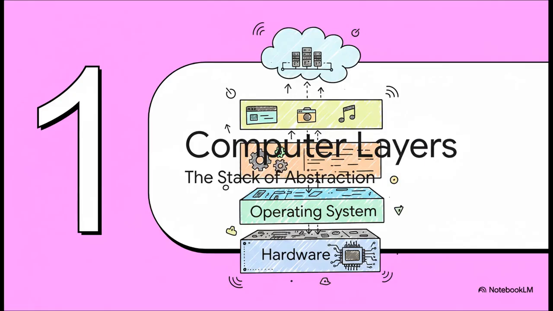Okay, so to figure this out, we've got to pop the hood. You see, a computer isn't just one thing. It's actually a stack of layers, kind of like a cake, where each layer is built right on top of the one before it. And understanding this stack is the very first step up our ladder.